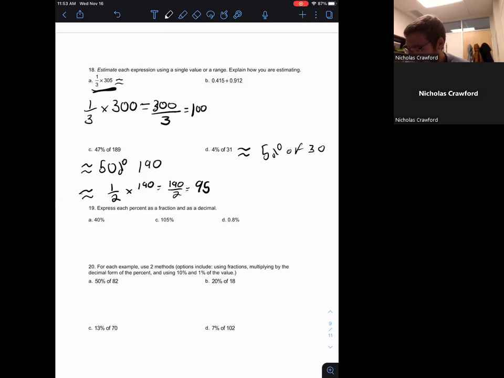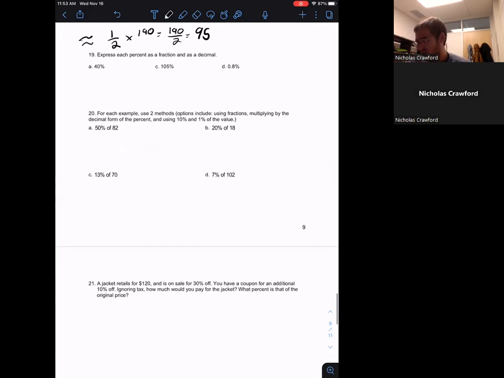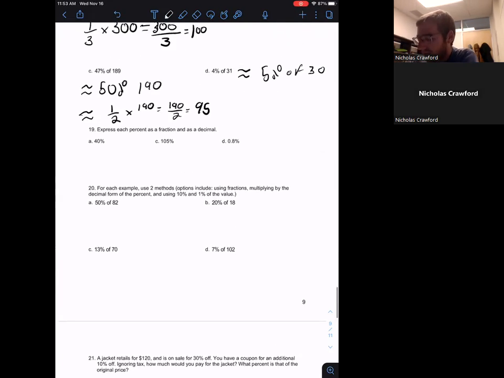All right, we now need to express each thing as a decimal and fraction. So let's do this. 40%. Well, the good thing about percents is you just write them out of 100. So 40% is 40 hundredths. So that's 0.40. Nice.